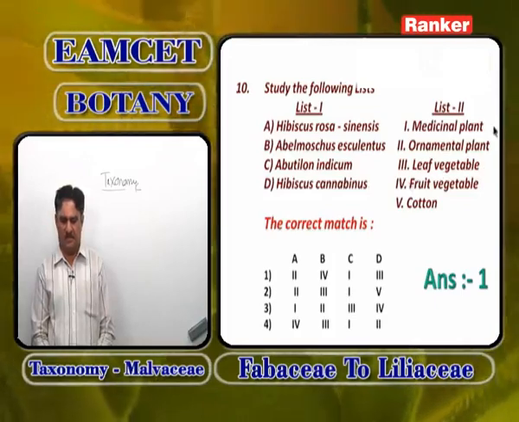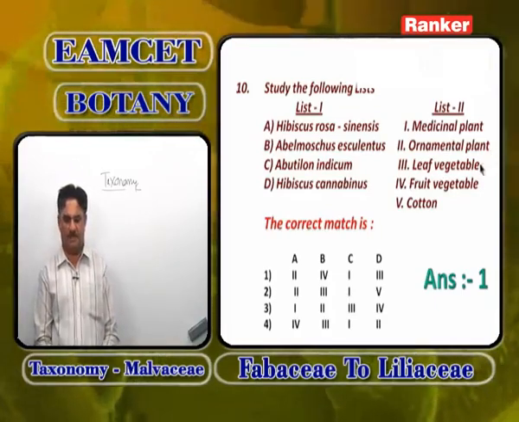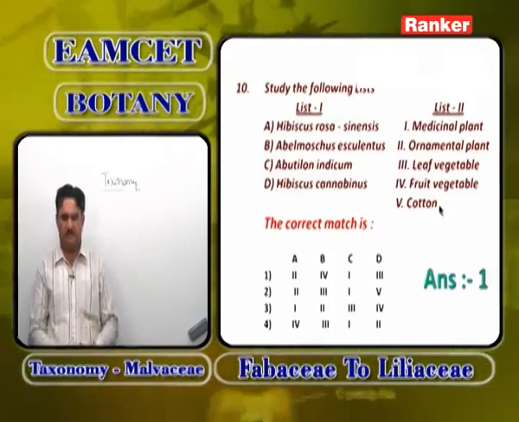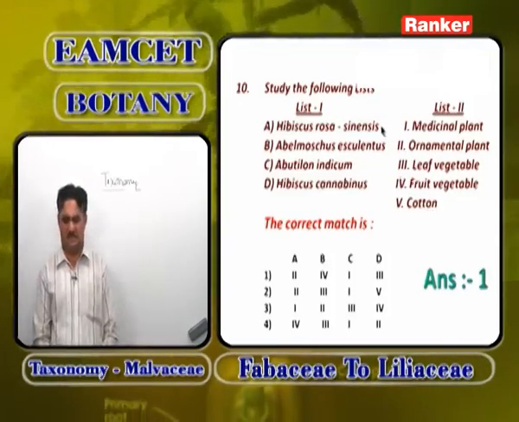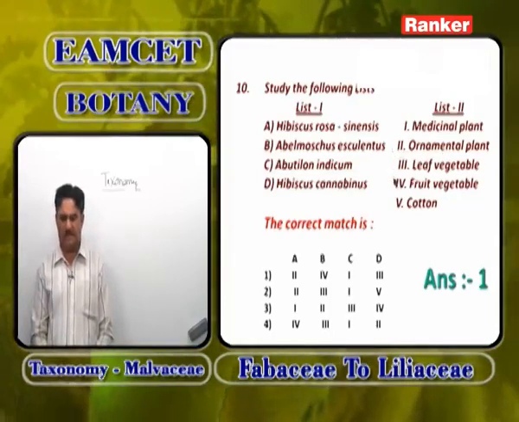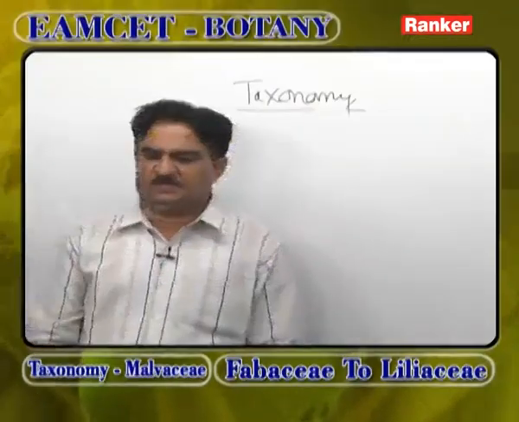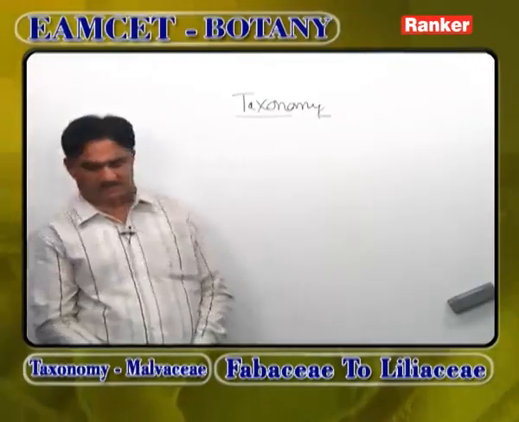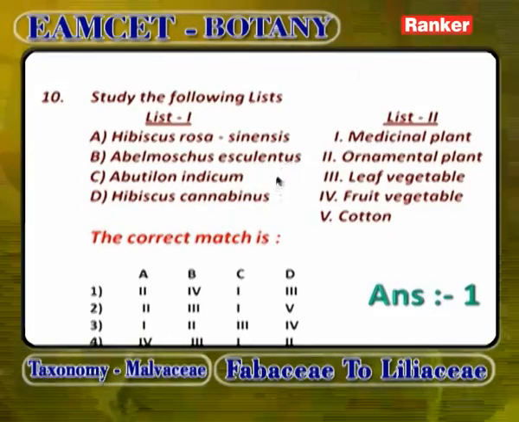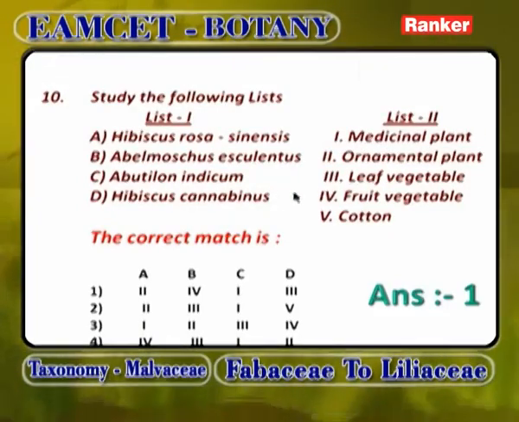Medicinal plant, ornamental plant, leafy vegetable, fruit vegetable, cotton. Answer is 1. A is 2. Hibiscus rosa sinensis is an ornamental plant. B is 4. Abelmoschus esculentum is a fruit vegetable because here the fruit is used as a vegetable. Abutilon indicum is a medicinal plant. So C is 1. Hibiscus cannabinus is a leafy vegetable. The leaf is very popularly used as a vegetable.